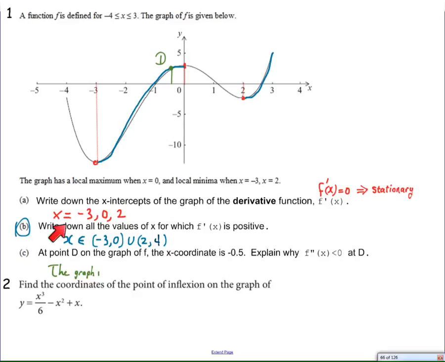And finally, it says at point D, the x-coordinate is -1/2, and it asks us to explain why f double prime of x, the second derivative, is negative. So at the point D, why is the second derivative going to be negative? All you have to do is look at the graph and say it's concave down, and since the graph is concave down, then the second derivative will be negative. Another way to look at it is the function is increasing at a decreasing rate. So we're going uphill, but we're slowing down as we do. So a negative acceleration.